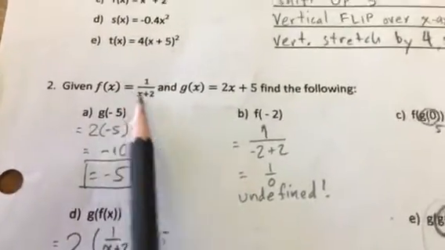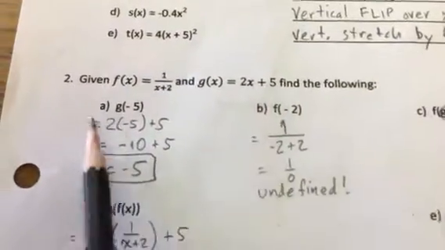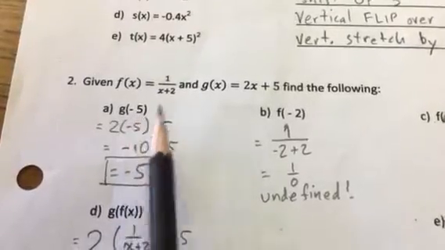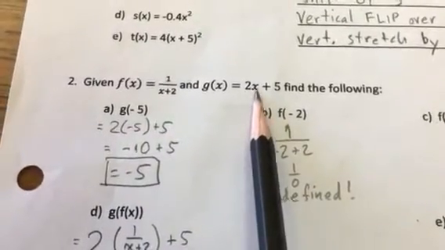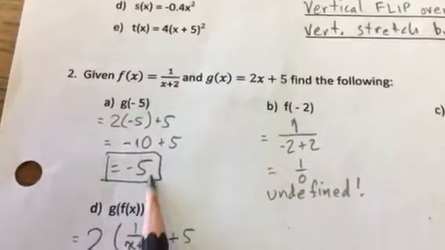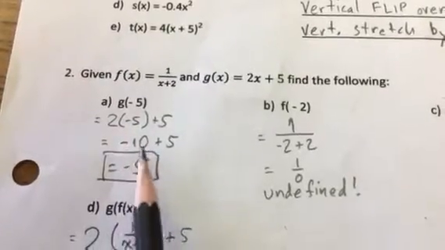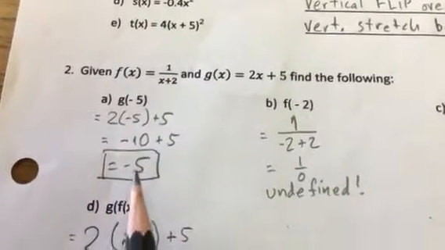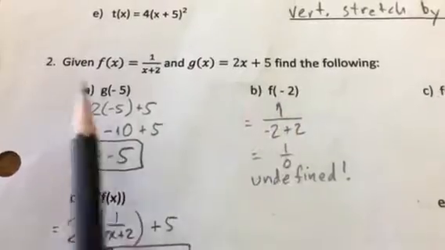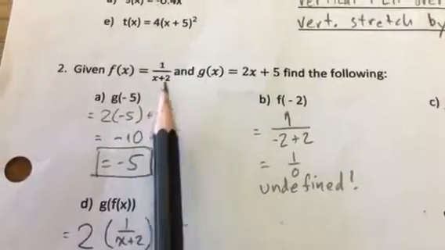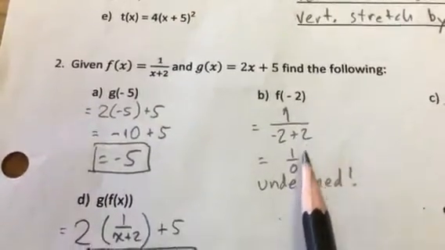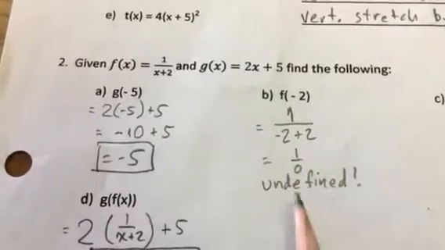So here's our two functions, f of x and g of x. G of negative 5 means to put a negative 5 in there into g. 2 times negative 5 is negative 10. Negative 10 plus 5 is negative 5. F of negative 2 is 1 over negative 2 plus 2. Negative 2 plus 2 equals 0, so 1 over 0 is undefined. That one's kind of interesting.